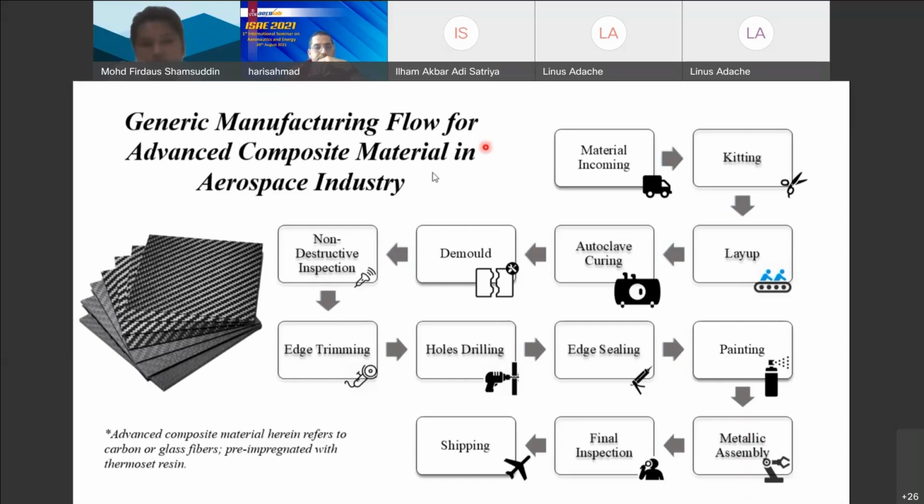So we need NDT in order to verify the integrity of the laminate, and then we send it to the mechanical process to trim the edge, to drill some holes, to seal the edge, and after that we send it to the paint shop for painting. Maybe some mechanical assembly, just minor assembly, and then it will be inspected. After inspection, if everything is okay, we will ship it to the tier 1 facility across the globe.